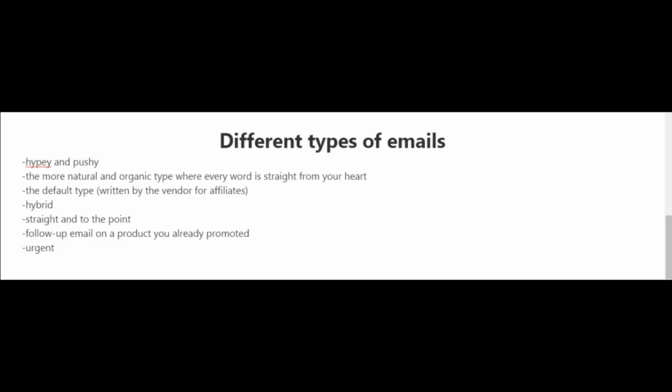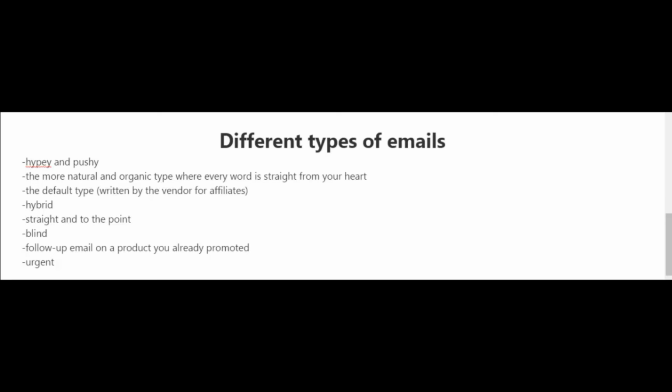Another type of email that you could type is one that's just straight and to the point. This is another quick type of email that you could write. No hype, and you're just telling them what they're getting. For example, if you're selling a course on how to be more productive, you could just tell them, look, here's a course on how to be more productive. Click here for more info.